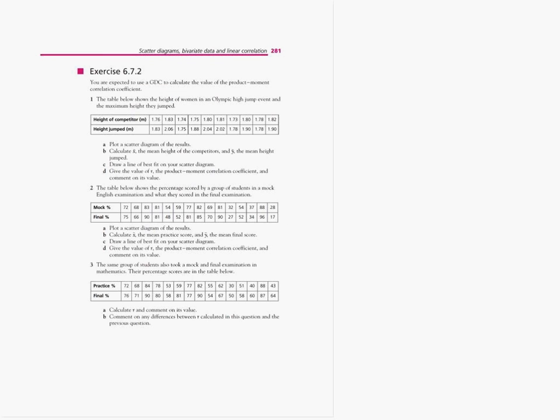Now you have the exercise 6.7.2. Do you guys start doing this? Different data is given here. Plot a scatter diagram. On your calculator, you have to check the method given there, because I told you I'm not very familiar with the calculator.